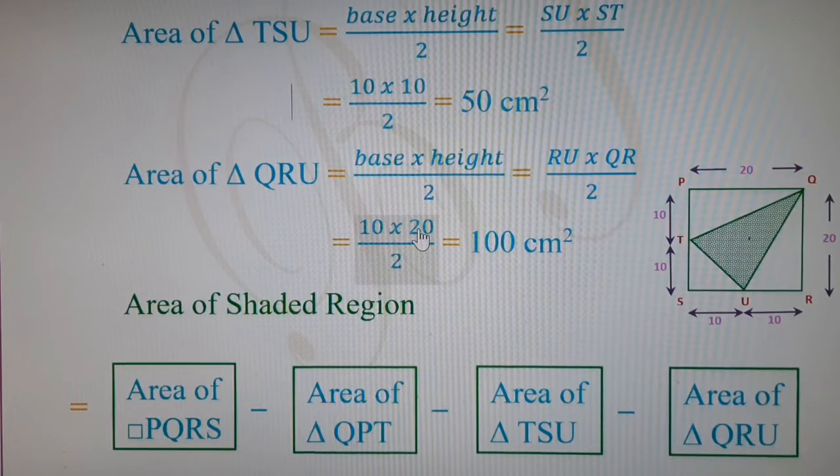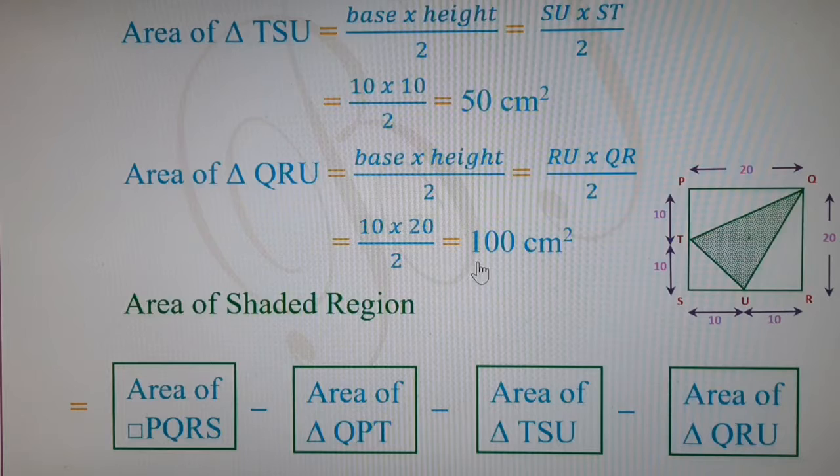Our answer will be 200 upon 2. 10 into 20, 200. 200 upon 2 means 200 divided by 2. 200 divided by 2, our answer will be 100.